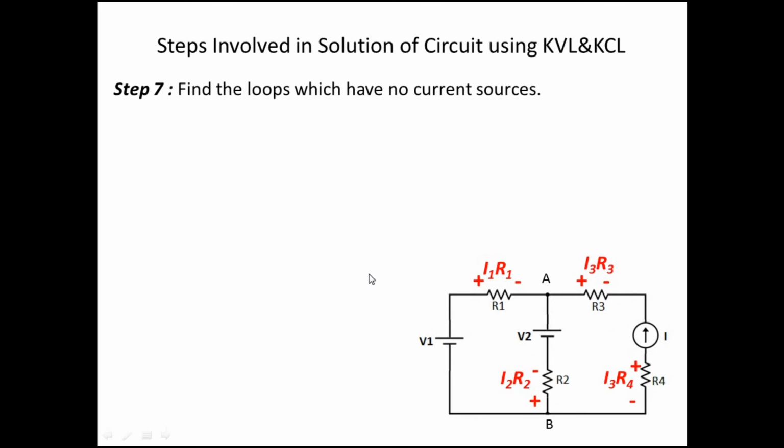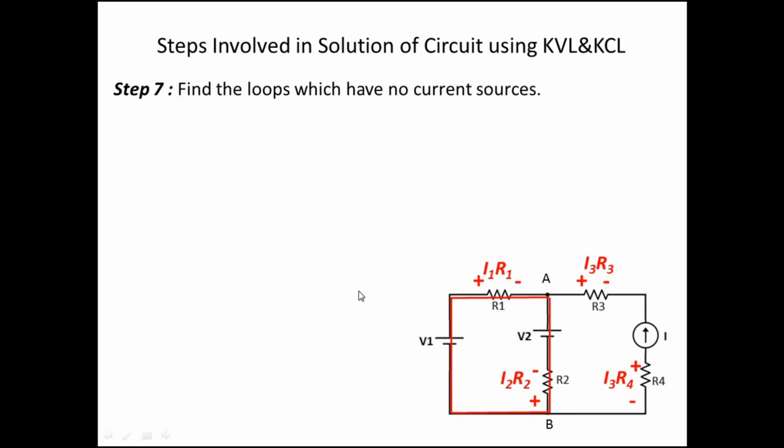Next step is we have to find the loops which have no current sources. If you look here, there are 1, 2, 3 total loops. This is a closed loop, this is a closed loop, and this is a closed loop. But this loop has a current source and this loop also has a current source. Only the loop which has no current source is this one. In this example, there is only one.